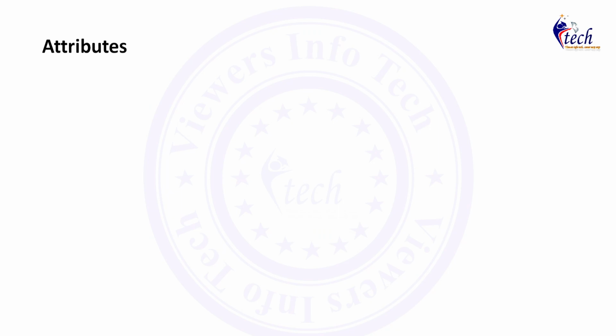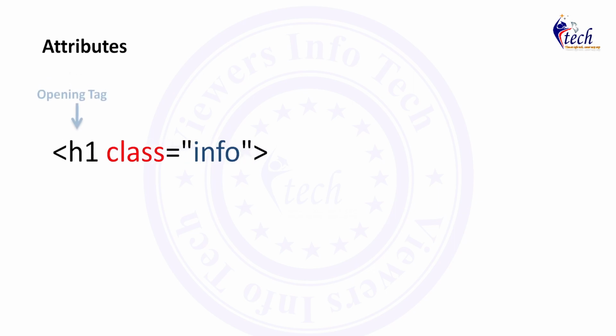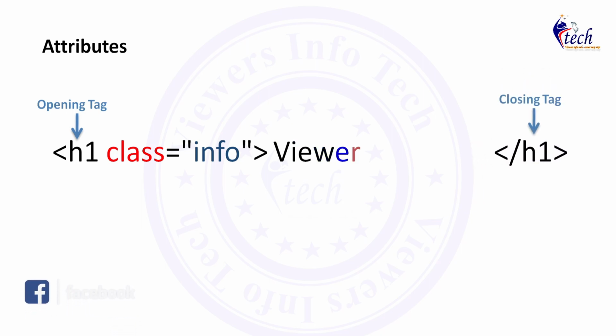And next, coming to the attributes. Attributes are nothing but adding some extra logic to a tag. Attributes are used to control how content is displayed in a browser. So suppose if you observe here, this is the opening tag of h1 and this is the closing tag of h1. In between, we write a statement or content.